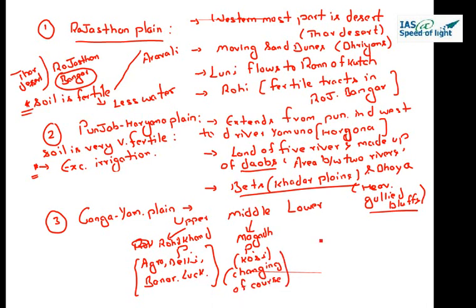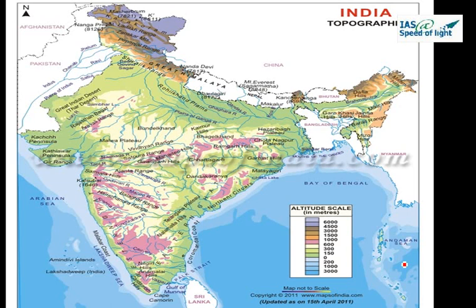And then finally, the lower Ganga, when Ganga enters West Bengal, it divides into various distributaries. So here it forms one of the biggest deltas, that is the Sundarban delta. So this is about the Ganga Yamuna plain, and then finally we have the Brahmaputra plain.